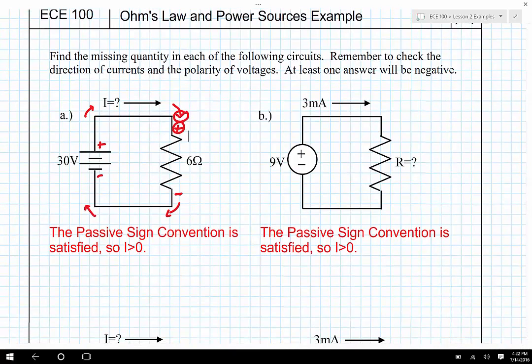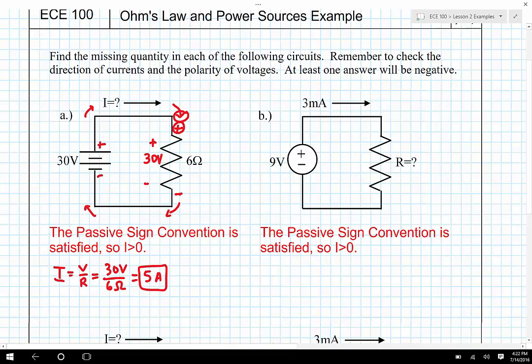So we know the voltage. We know that the voltage is 30 volts. I can draw a voltage of 30 volts plus to minus. Always include those polarity indicators whenever you write a voltage. 30 volts plus to minus, I know the current, therefore the current has to be equal to V divided by R, which is going to be 30 volts divided by 6 ohms. And therefore that is 5 amps. And that will be a positive number because the passive sign convention was satisfied.